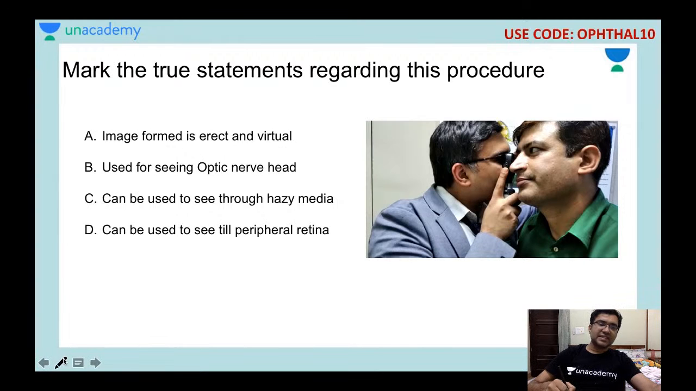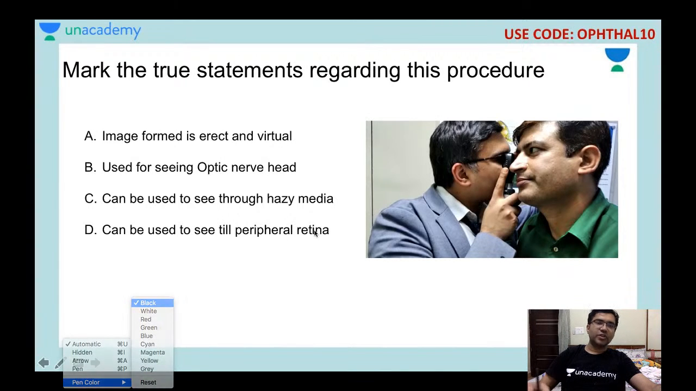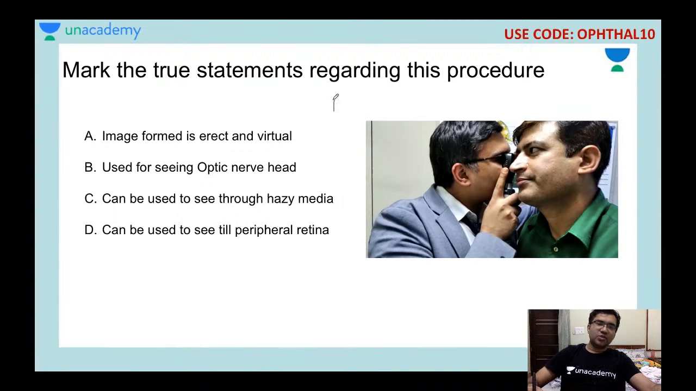So very good. This is a direct ophthalmoscopy which is going on. So remember, whenever you see a direct ophthalmoscopy, you remember a very famous hero in the Hindi films, that is Devanand. So direct ophthalmoscopy, you have the erect and the virtual image. It is basically used to see the posterior pole.